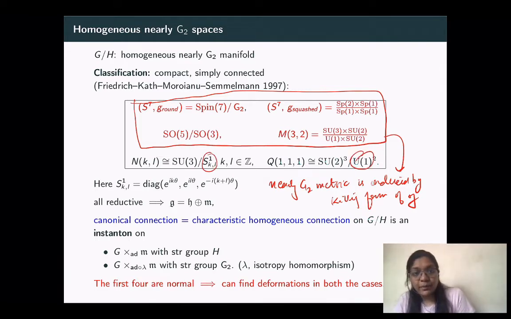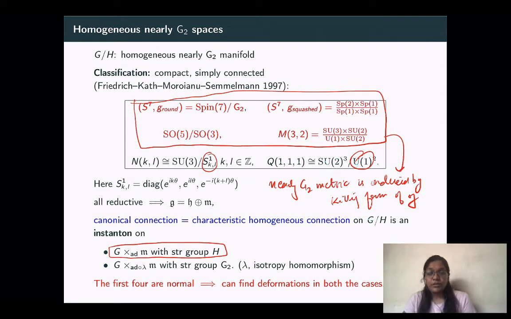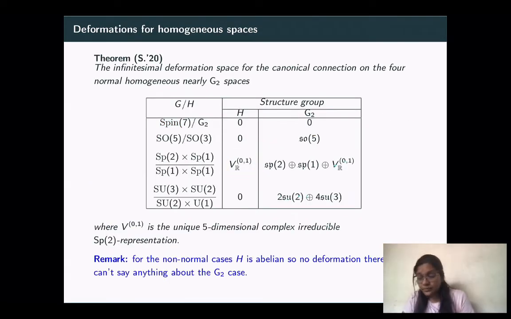So since H is abelian in both these cases, we can actually answer the question for the first bundle, because here the structure group is H, which is abelian. So we know that the connection has to be rigid, so there are no deformations. But we do not know anything about the G2 case. So for the G2 case, we cannot say anything. So there might be deformations, there might not be deformations.